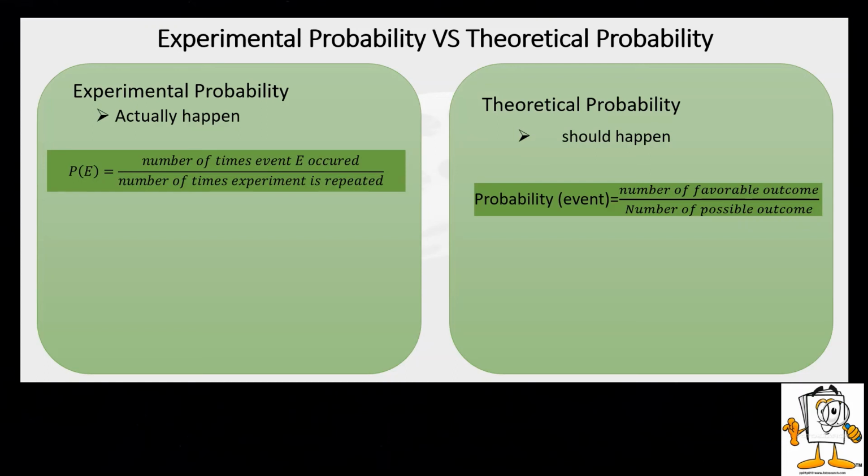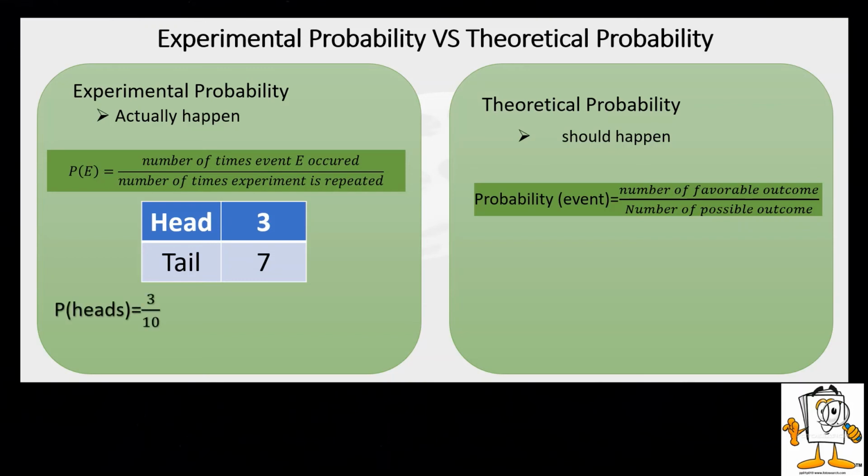So let's have our example in tossing a coin. When we do the experiment, tossing a coin 10 times, we come up with 3 heads and 7 tails. Now, what is the probability of getting heads? Okay, so in probability of getting heads, we have 3 over 10. Dahil 3 times na lumabas yung head when we do the experiment tossing a coin 10 times. How about getting a tail? Yes, the probability of getting a tail is 7 over 10. And when we get the sum of the probability of heads and the probability of tail, that is equivalent to 1.